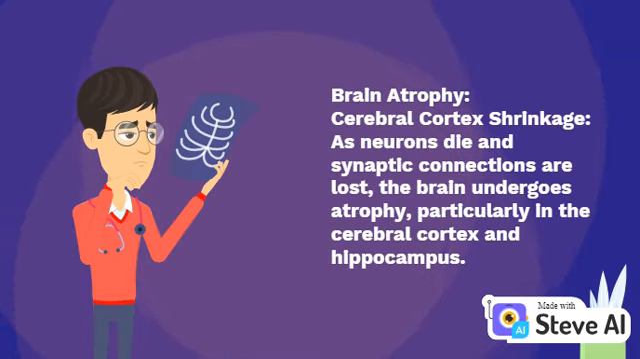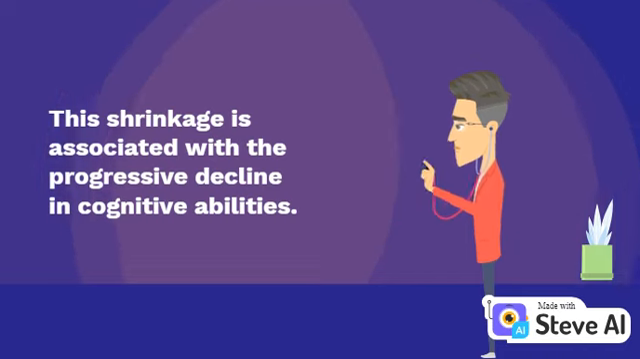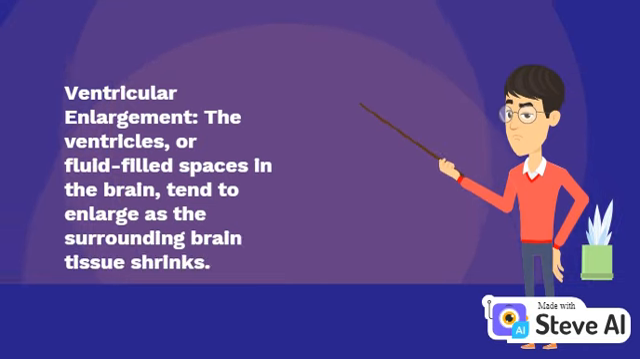Brain atrophy. Cerebral cortex shrinkage. As neurons die and synaptic connections are lost, the brain undergoes atrophy, particularly in the cerebral cortex and hippocampus. This shrinkage is associated with a progressive decline in cognitive abilities. Ventricular enlargement. The ventricles, or fluid-filled spaces in the brain, tend to enlarge as the surrounding brain tissue shrinks.